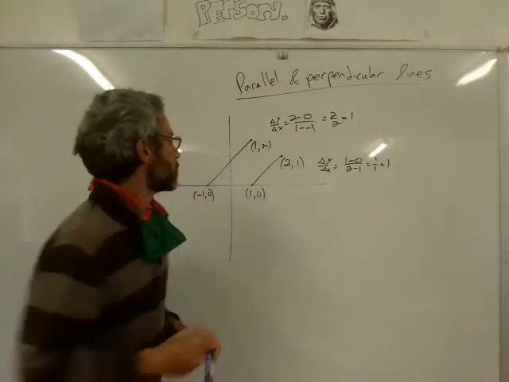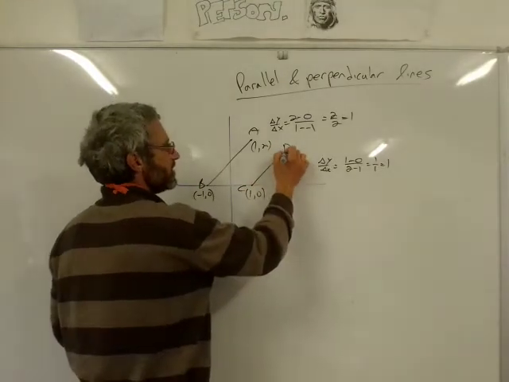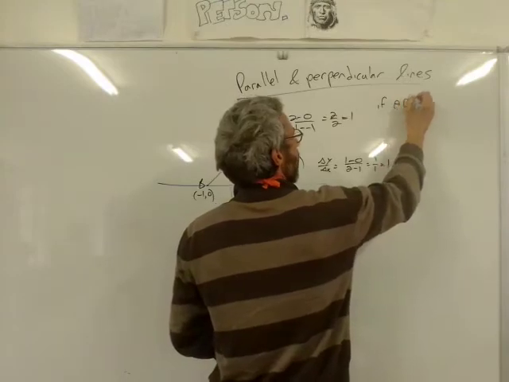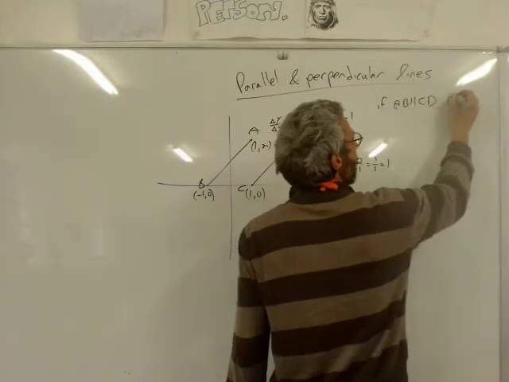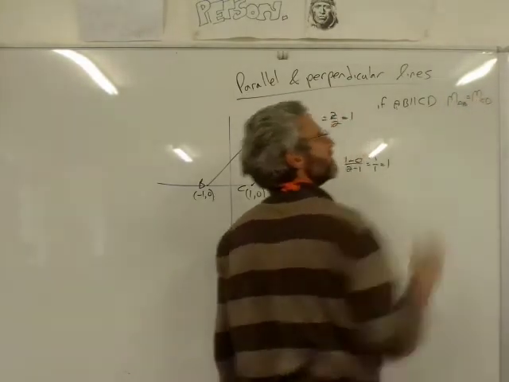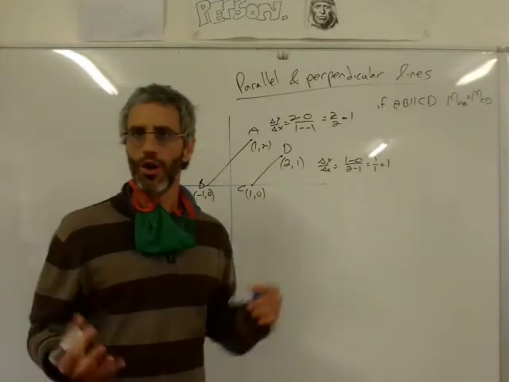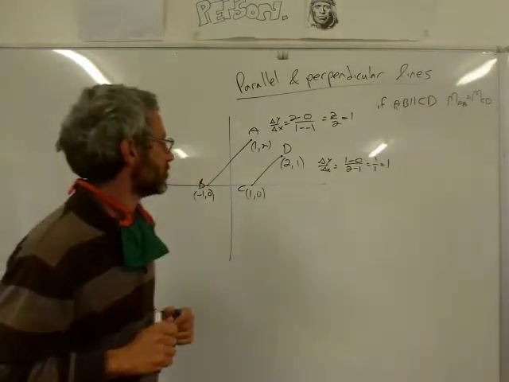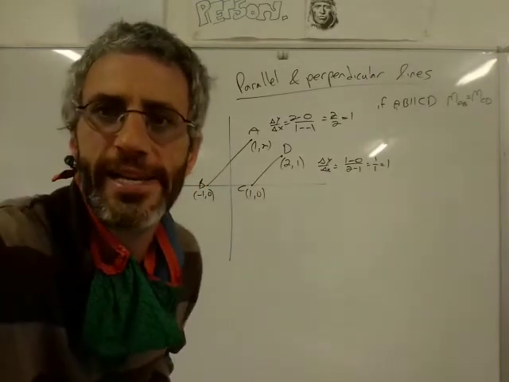Fantastic. Okay? So if lines, let's call it A, B, C, D. If AB is parallel to CD, we can write down that MAB will be equal to MCD. Remember, we spoke last lesson that the M is really the gradient, because it's the M from the y equals mx plus c, the gradient on top of things. Okay. Right, I'll pause here and we're going to move on to perpendicular.